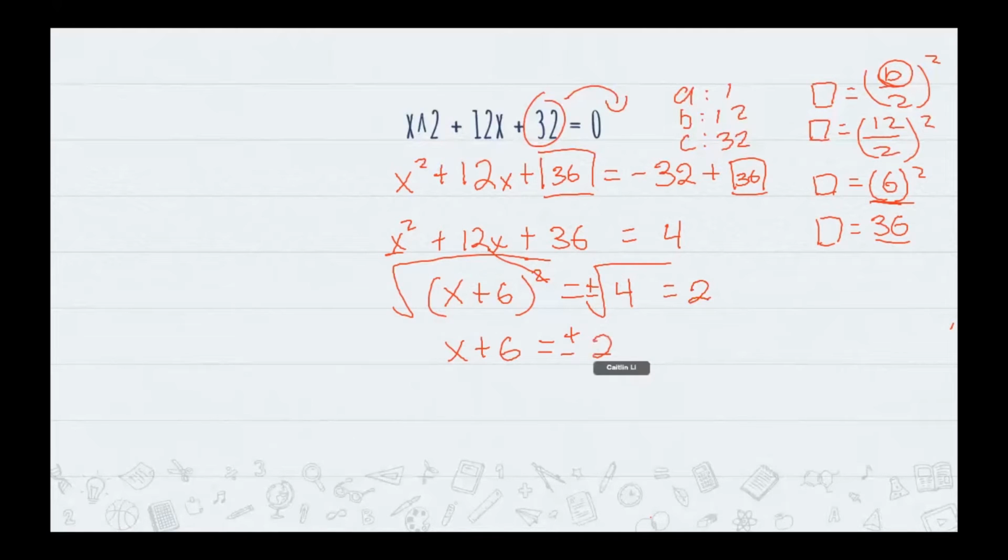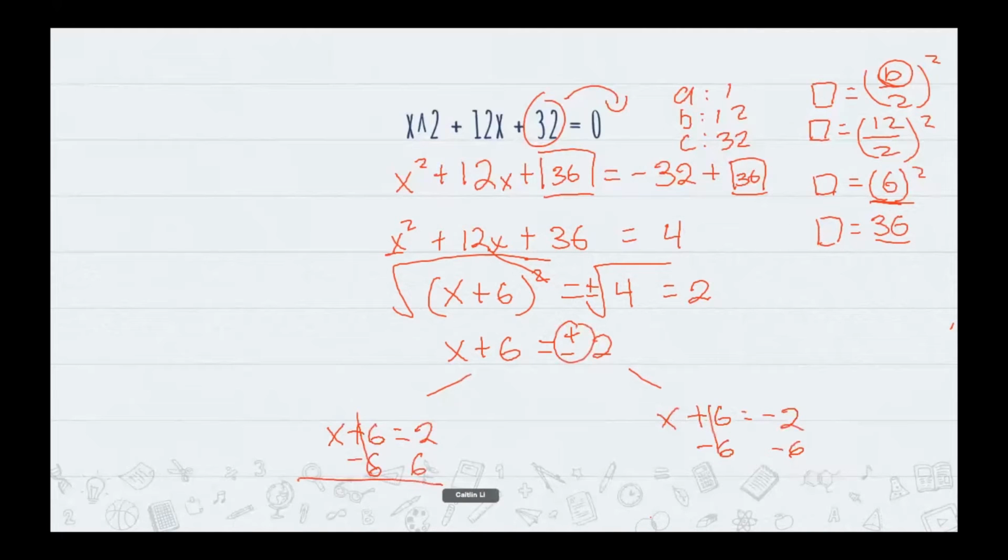And now to get our x values, we separate it into 2 equations because we have a plus and minus sign. So it will be x plus 6 equals positive 2, and x plus 6 equals negative 2. And you basically just solve it by getting x alone. So we have to minus 6 on both sides and combine. X here will equal negative 4. And x here will equal negative 8.